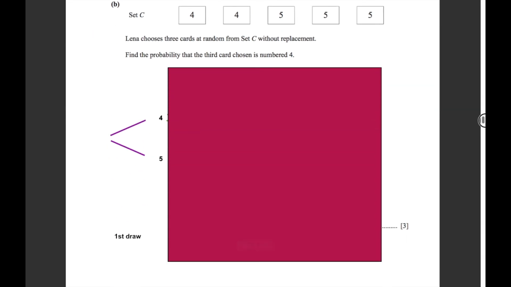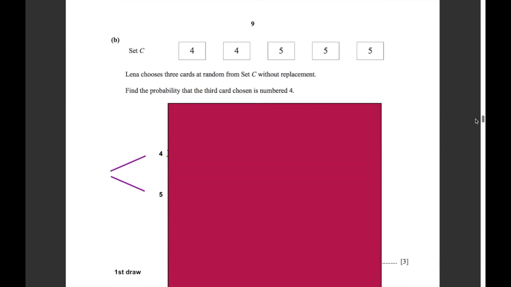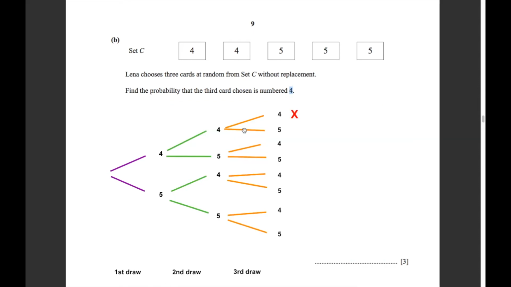So part B, we have set C, which is 4, 4, 5, 5, 5. Lena chooses 3 cards at random from set C without replacement, doesn't put them back. Find the probability that the third card chosen is number 4. I have something very specific, so I went ahead and created the tree diagram. This is the first draw, you can get a 4 or a 5. Second draw, again, you can get either a 4 or a 5.